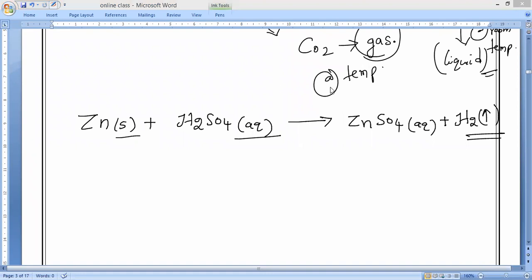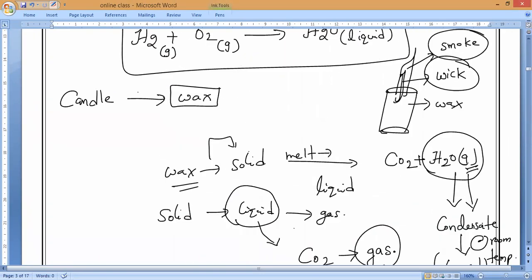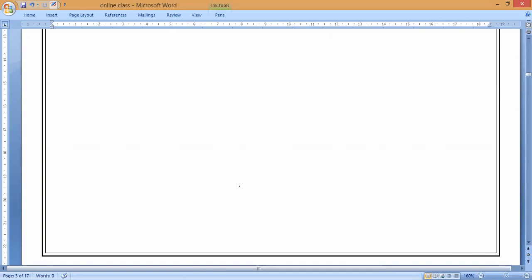Now the last characteristic, which we rarely use, what is that, guys? Change in odor. So now, burning of wax: remember, wax is a solid, it will melt to liquid and produce carbon dioxide plus water vapor. At room temperature, water vapor will be condensed back into liquid state, and carbon dioxide stays in gaseous state. Okay, guys, now the last characteristic is change in odor, that is smell.